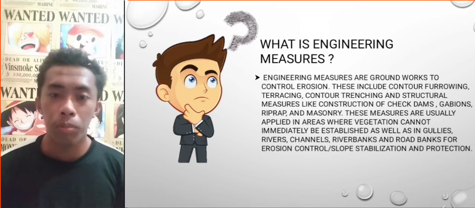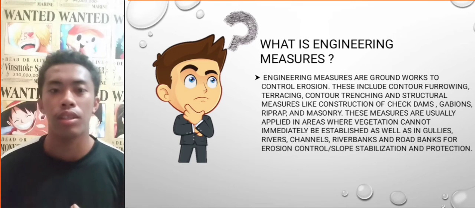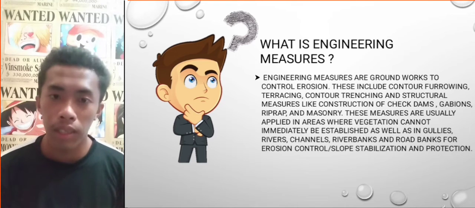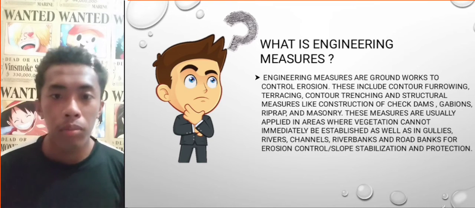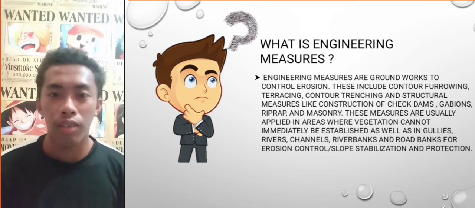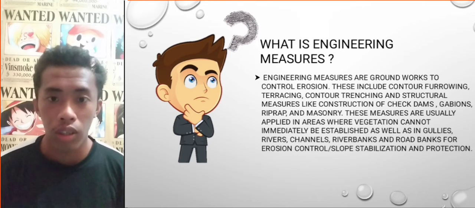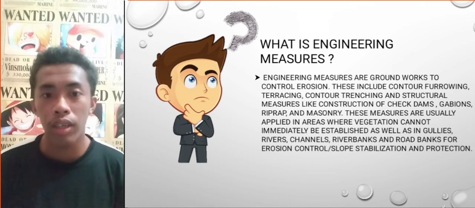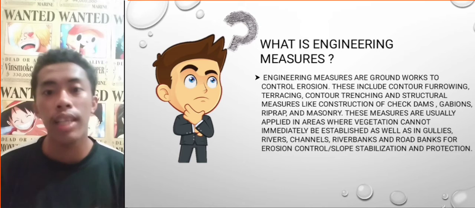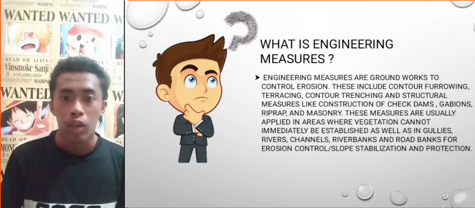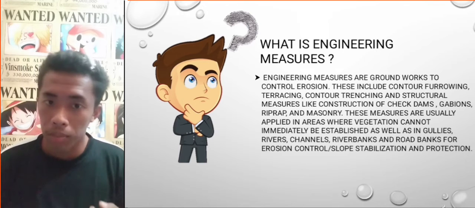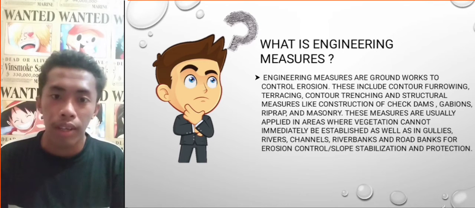We are here to report the engineering measures. Now, let's begin. What are engineering measures? Engineering measures are groundworks to control erosion. This includes contour furrowing, terracing, contour trenching, and structural measures like construction of check dams, gabions, riprap, masonry.